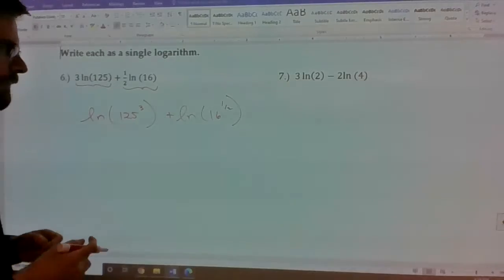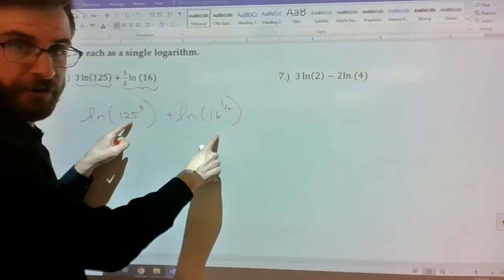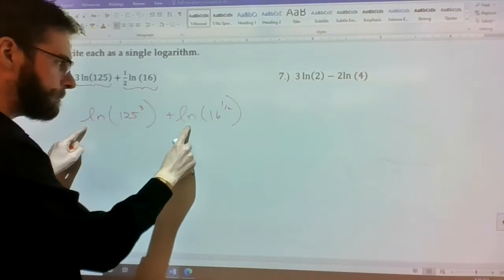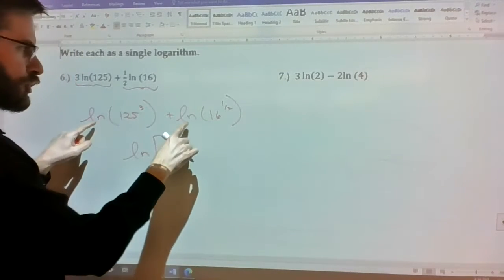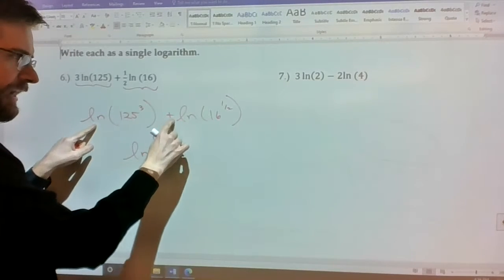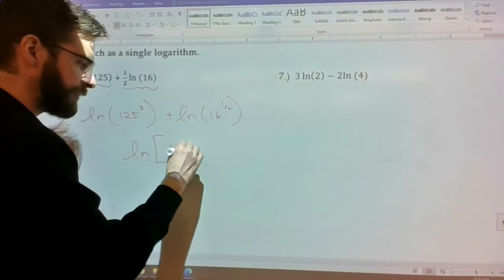Now maybe instead of going through the rigmarole of figuring out what these are, I'm just going to combine these as I see them. So 2 logs with the same base that are added together, same base, both natural log, you'd multiply the result here.